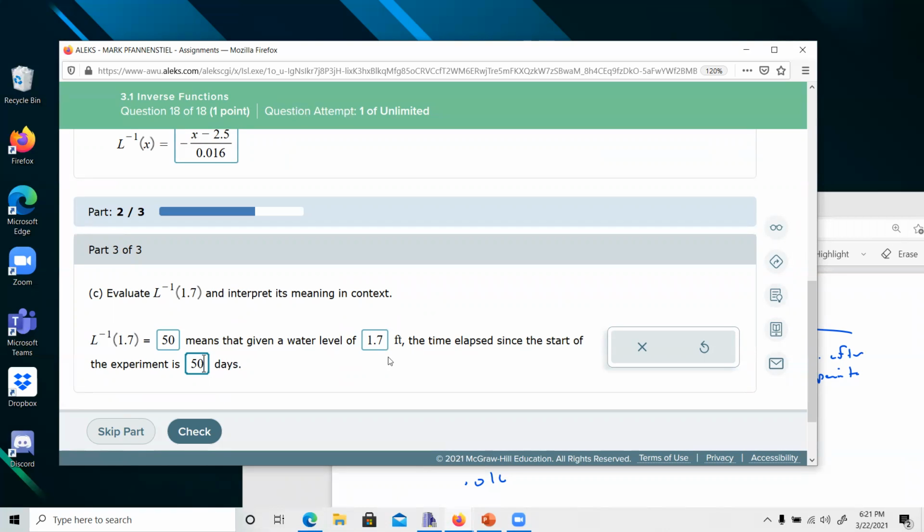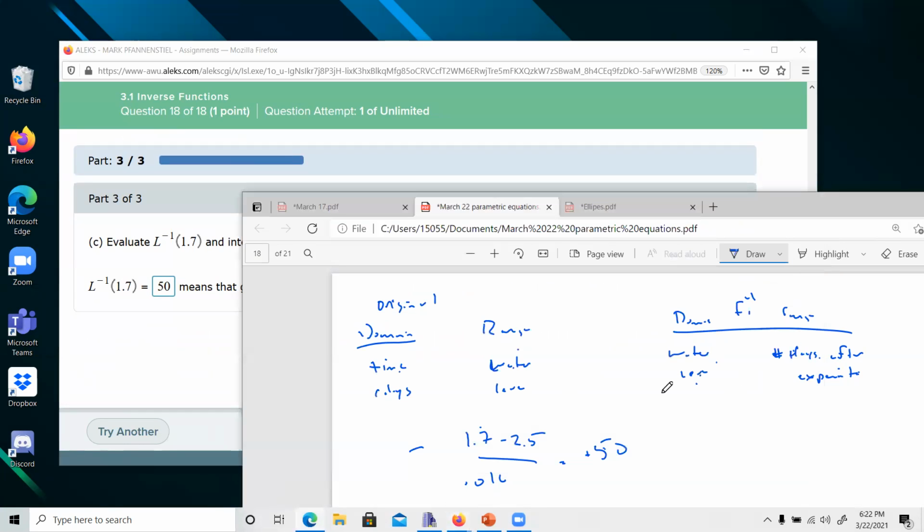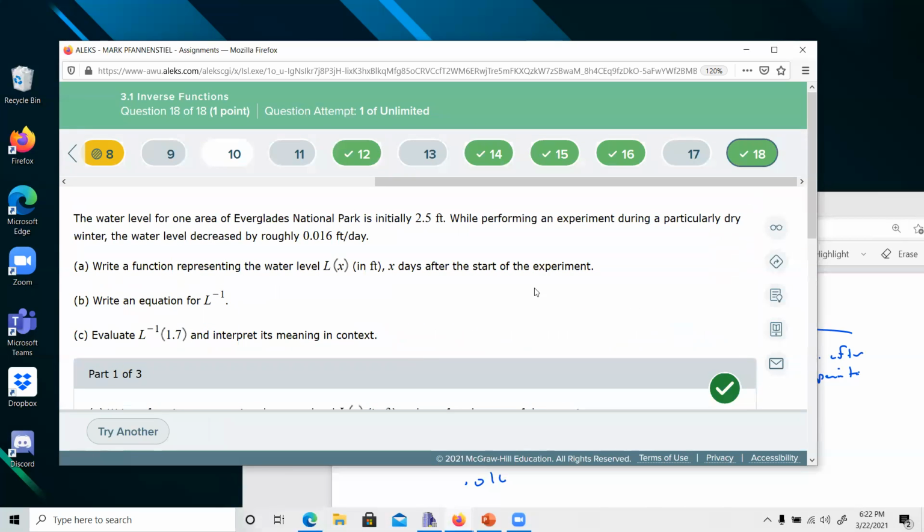They are very generous to you. Okay, most of the time on a paper test, they say, C, evaluate this and interpret the meaning in context. You're on your own. So they're very generous. So I recommend you write this out just in case you don't have a little guidance thing here. But that's how that works.